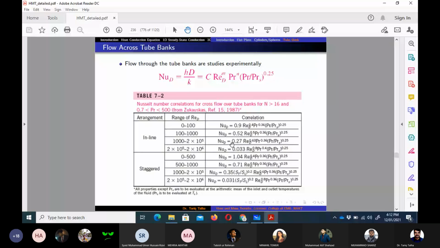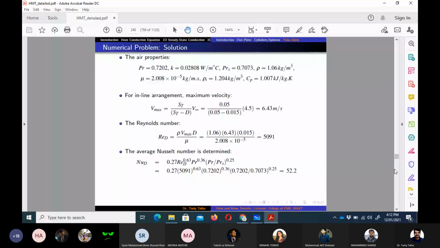So the Nusselt number relation is 0.27 Reynolds number to the power 0.63 into Prandtl number to the power 0.36, and the next term. If you remember that C value, 0.27 is here, 0.63, and then we just plug in the values in the formula. We know the value of the Prandtl number. Prandtl number at Ps is the Prandtl number at 120 degrees, which is the surface temperature of the tube. So that comes out to be 52.2.